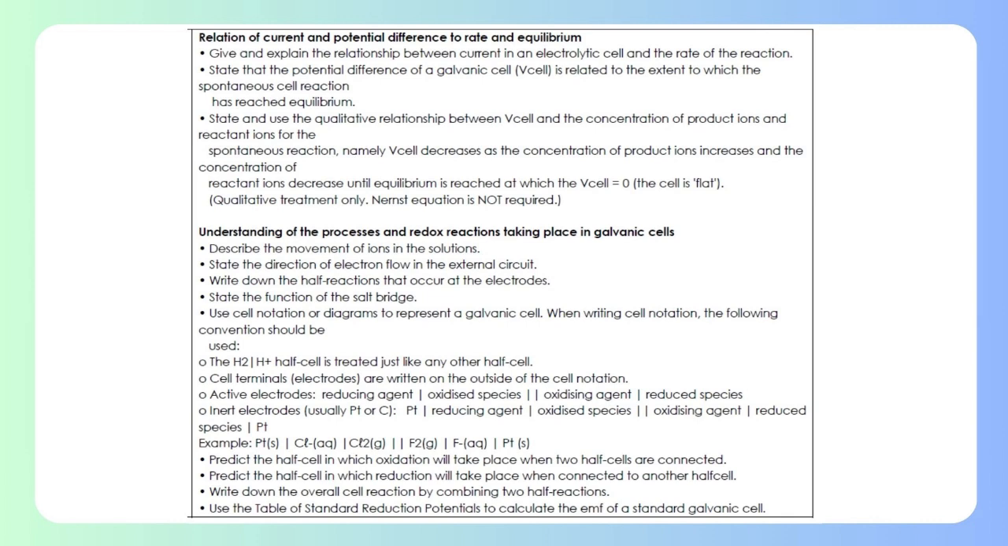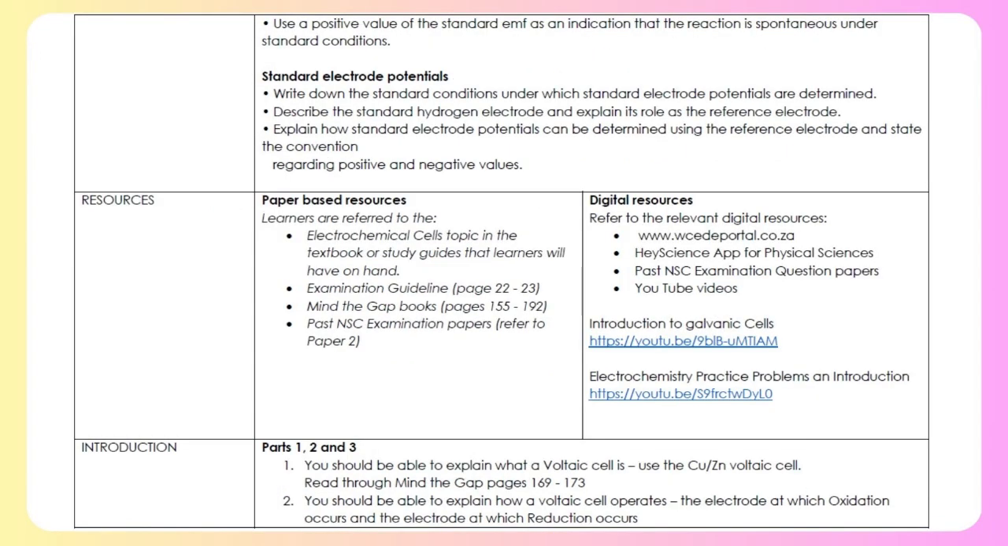Predict the half cell in which oxidation will take place when two half cells are connected. Predict the half cell in which reduction will take place when connected to another half cell. Write down the overall cell reaction by combining two half reactions. Use the table of standard reduction potentials to calculate the EMF of a standard galvanic cell. Use a positive value of the standard EMF as an indication that the reaction is spontaneous under standard conditions.